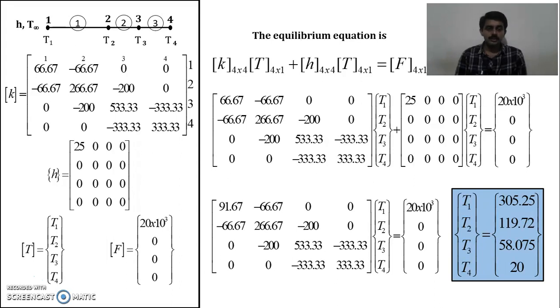To solve this, you can follow the fourth row, where there are only two values which will give a relation between T3 and T4. If you find a relation between T3 and T4, as T4 is known, T3 you can also find. You can change the equation in the third row and reduce this 4 by 4 matrix to a 3 by 3 matrix and find out the values T1, T2, T3.